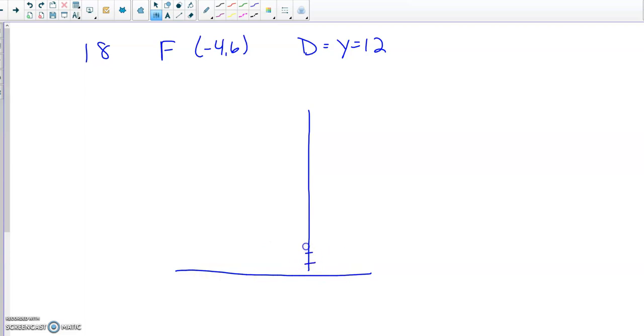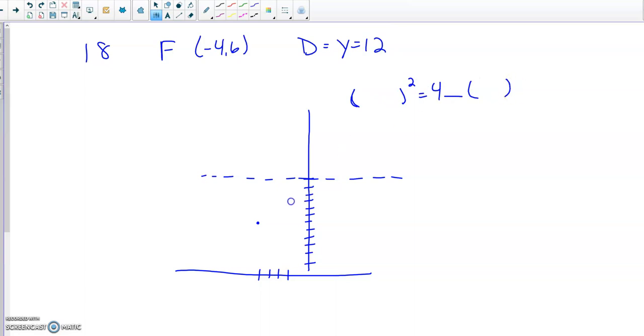Okay, 1, 2, 3, 4, 5, 6, 7, 8, 9, 10, 11, 12. 1, 2, 3, 4. 1, 2, 3, 4, 5, 6. Okay, please remember this is not our vertex. So I'm going to go ahead and create my shell: something squared equals 4 times something times something.